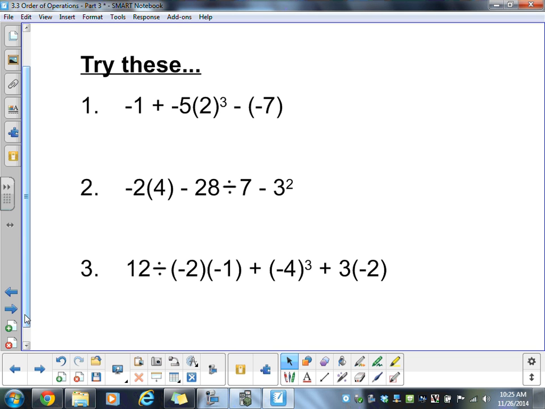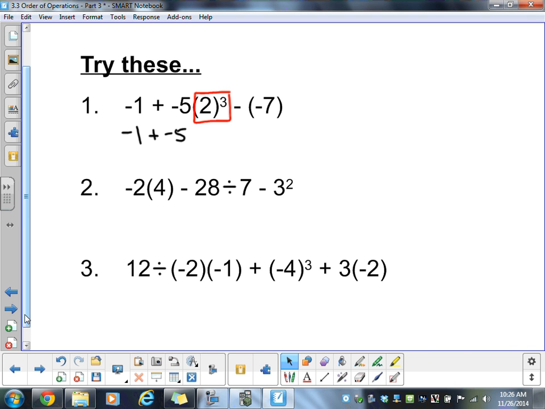Okay, number 1, kind of tricky. I now have something to the third power. On all the other examples, I think I did second power only. But we have a number to the third power. Right here, we have a positive 2 to the third power. So I'm going to write down everything else. I have a negative 1 plus negative 5.